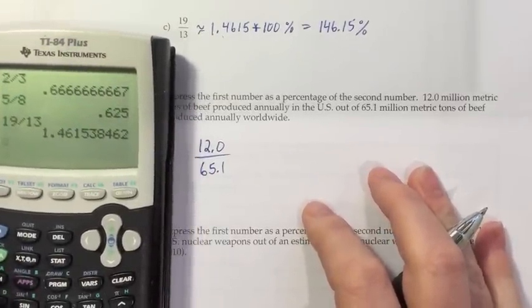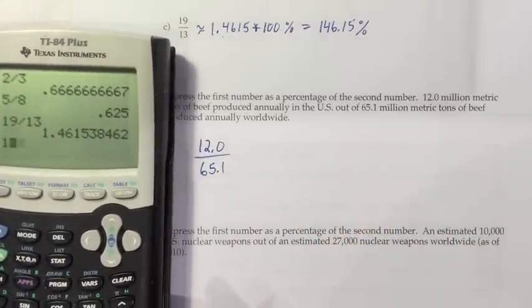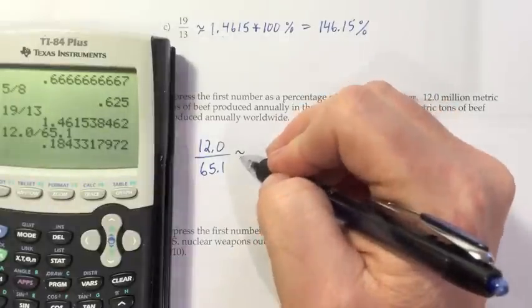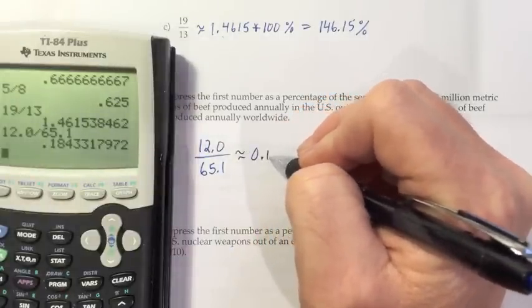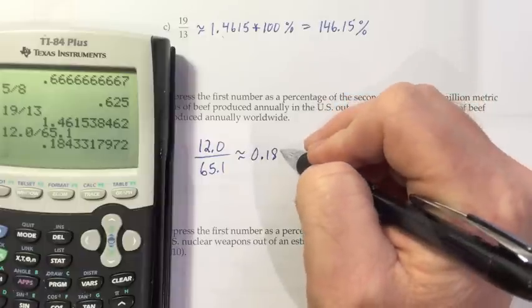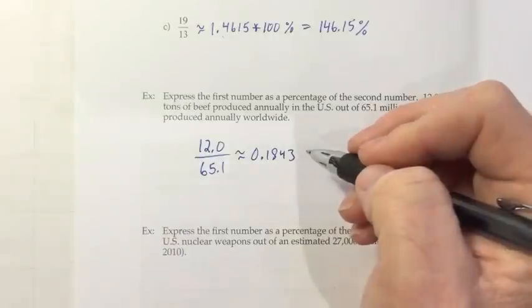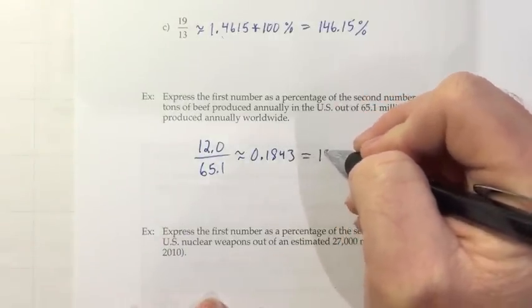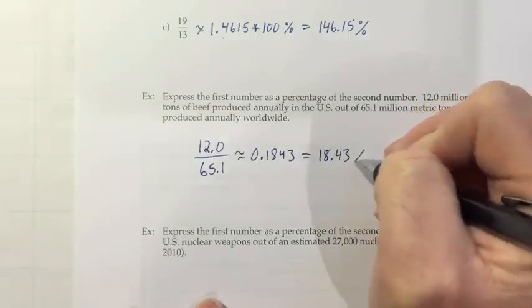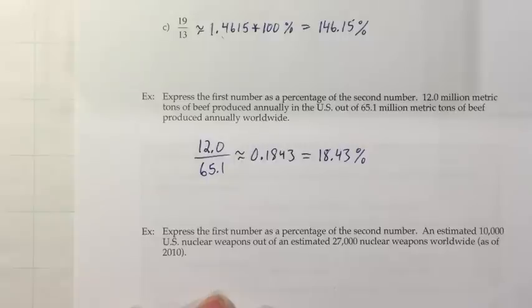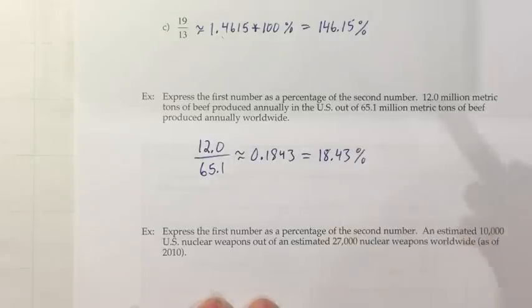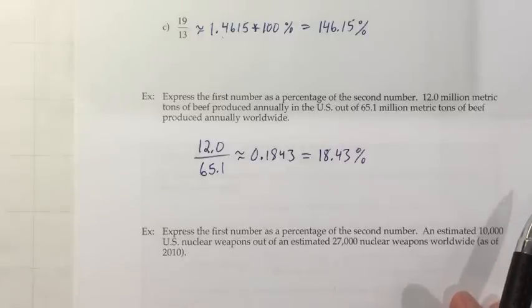Bring in the calculator, do the 12.0 divided by 65.1. Comes out messy, so we'll round that to 4 decimal places, 0.1843. Multiply by 100%, which I won't write out this time, but just moving the decimal over 2 spots and adding the percent symbol. So 18.43% of the beef produced in the world is produced in the US, is the way we could interpret that.